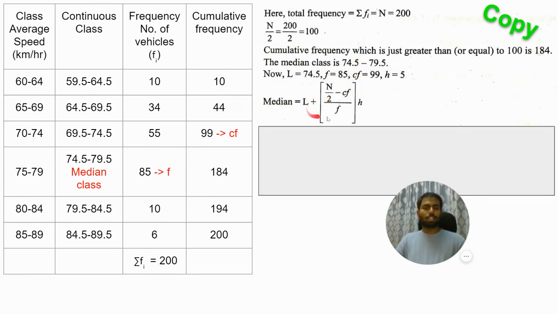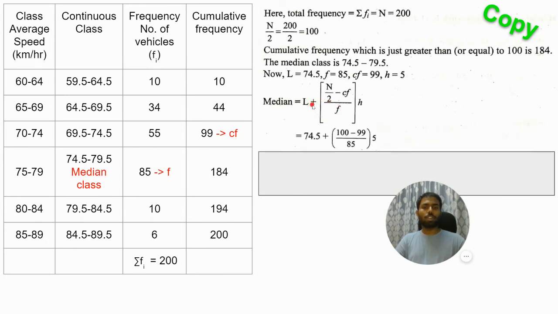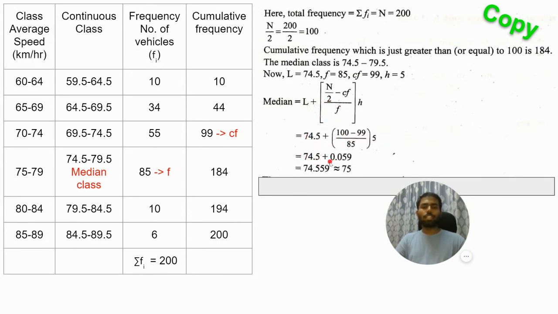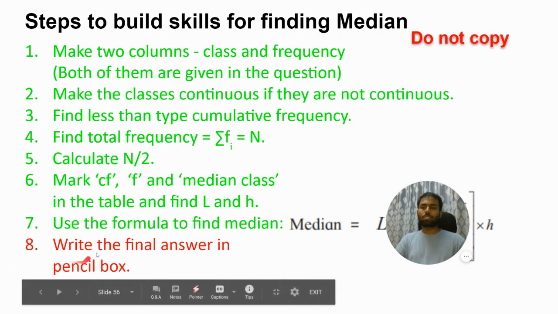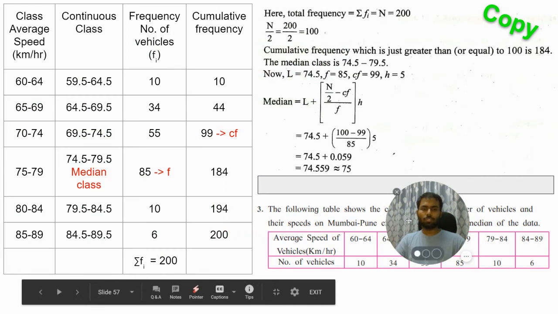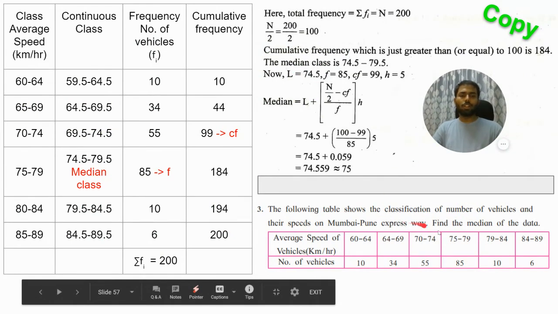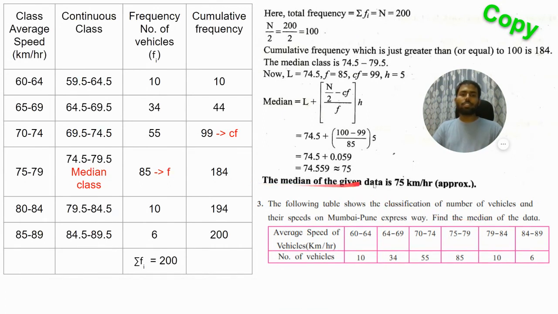Then write the formula. Again I'm telling you all, formula for mean, median, mode should be by heart. Till now use the formula, substitute the values in the formula, calculate and then write the final answer. Okay, so last step remaining is write the final answer in the pencil box. So for that you will have to read the question again. Find the median data. How will you write the answer in statement form? The median of the given data is 75 kilometers per hour. Okay, so that is your final answer.